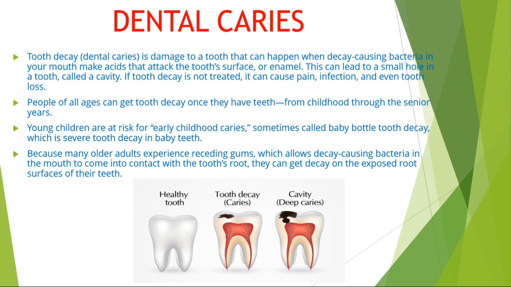People of all ages can get tooth decay once they have teeth, from childhood through the senior years. Young children are at risk of early childhood decay, sometimes called baby bottle tooth decay, which is severe tooth decay in baby teeth. Many older adults experience receding gums, which allows the decay-causing bacteria in the mouth to come in contact with the tooth's root, and they can get decay on exposed root surfaces of their teeth.